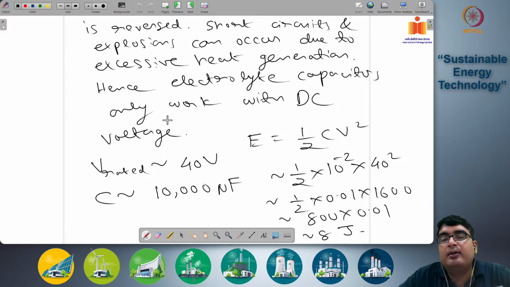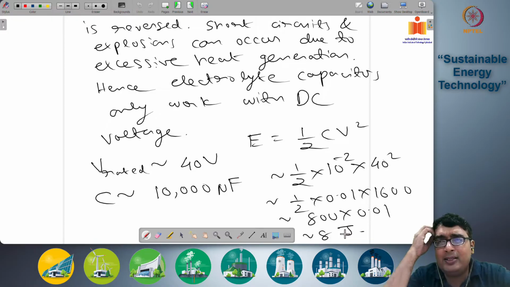I couldn't cover in the last class the total energy content that you can carry in these kinds of capacitors. If you assume that the rated voltage is around 40 volts and the capacitance is 10,000 microfarads, then one capacitor plate will store around half C V square. So C is 10 to the power minus 2 farads, because that's 10,000 microfarads, and the voltage is 40 squared. So what you will be getting in this case is around 8 joules of energy.